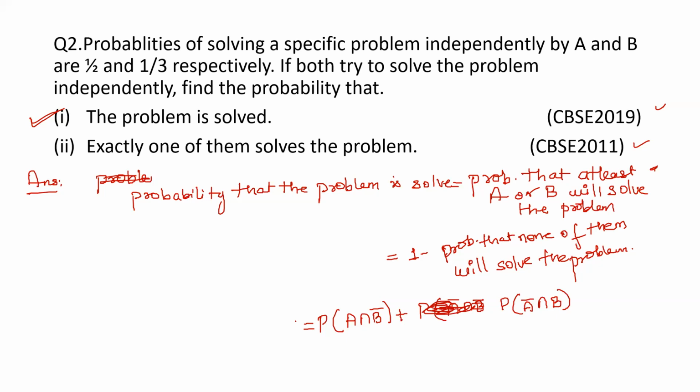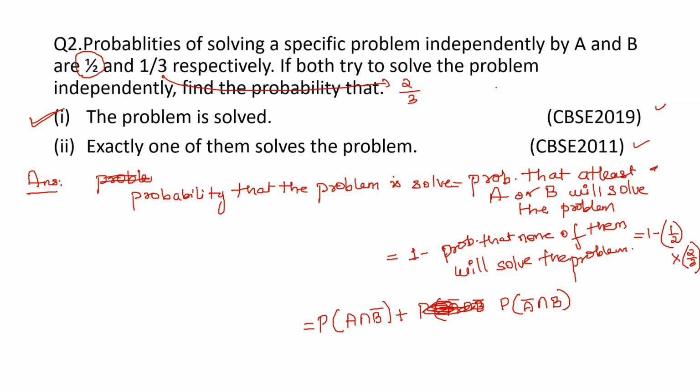No, it is not 5/6. No, Abdur, 2/3. 1 minus the probability that none of them will solve the problem. So 1 minus, that means A will not solve. So the probability that A will solve is 1/2. So none will be, again, 1/2 into 1/3. So not of this is 2/3, into 2/3. How is it 2/3?